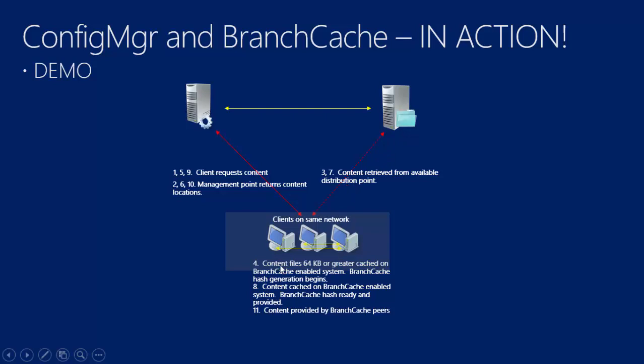Step 4 is this client will now have the content, and it is BranchCache enabled, and so it will store content files that are 64K or greater into the cache. So 63K and lower, I guess, will not be by default.